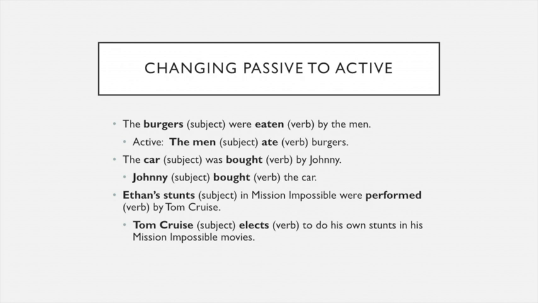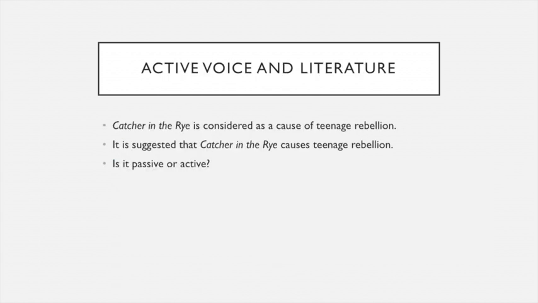Now, one of the things we have to make clear here is that these examples are really easy. You're not going to see these at a university level course, because literature, and writing about literature, is never that simple. So here we have some examples about Catcher in the Rye. These aren't really instances of research that has been done on Catcher in the Rye, at least to my knowledge. This is just some examples. So Catcher in the Rye is considered as a cause of teenage rebellion. It is suggested that Catcher in the Rye causes teenage rebellion.